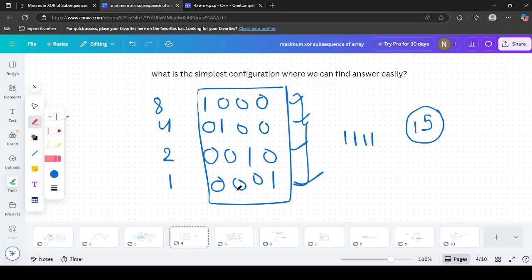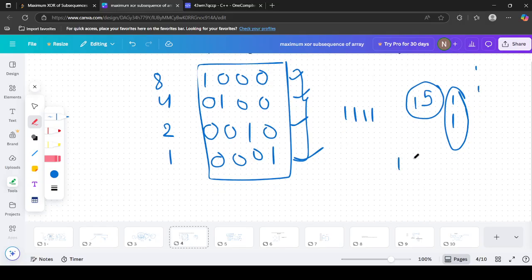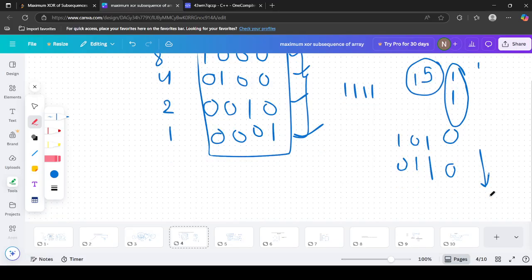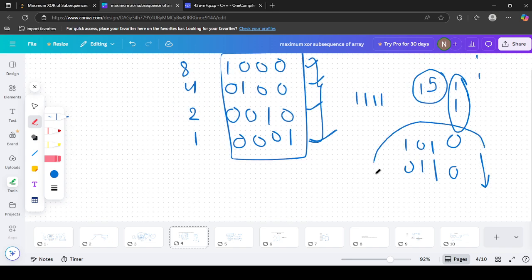It is simply XOR of all elements, because there are no two numbers which have two set bits at a single index. So what I'm saying, for example, let's say we have 1010 and 0110, and there are many elements. So why is the problem difficult? Why is the answer not simply XOR of all elements?